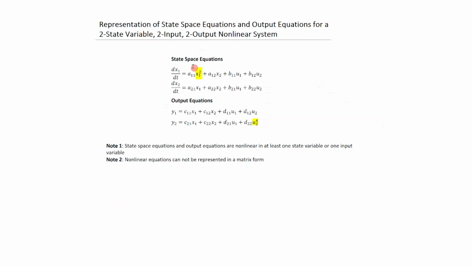So in this case it's nonlinear, and we would not be able to write either this set of equations or this set of equations in matrix form. That's only possible if you're dealing with linear systems. So state-space equations and output equations are nonlinear if at least one state variable or one input variable appears nonlinearly. And nonlinear equations, as I said, cannot be represented in matrix form.